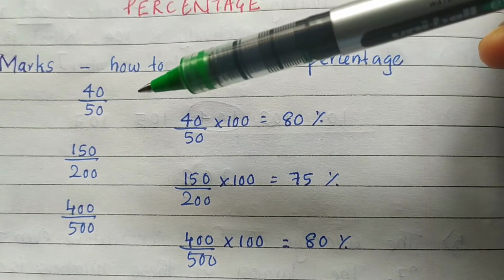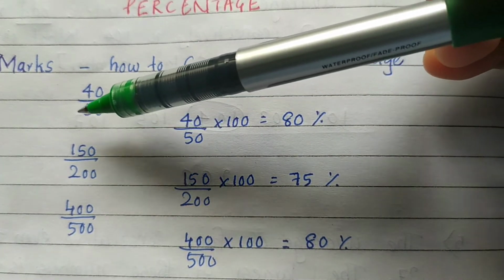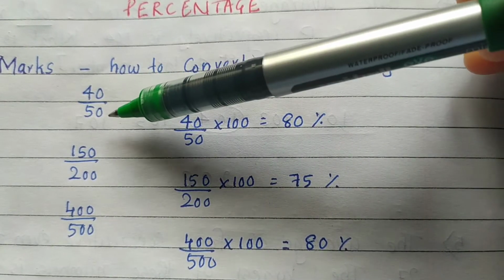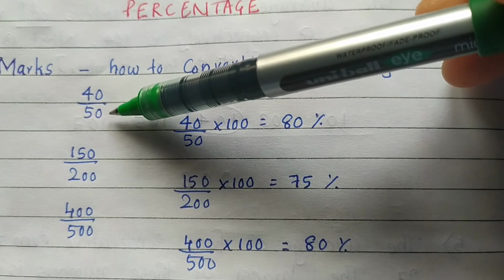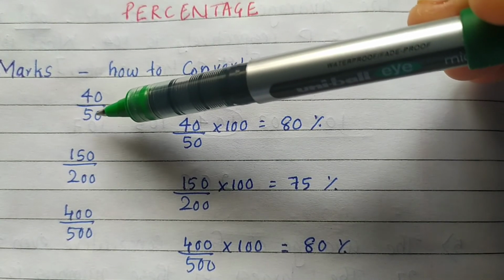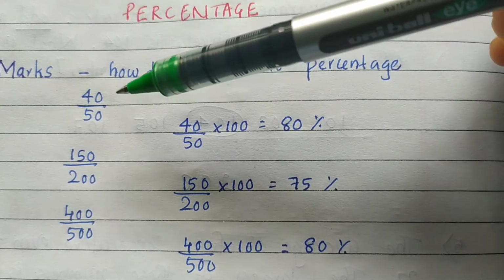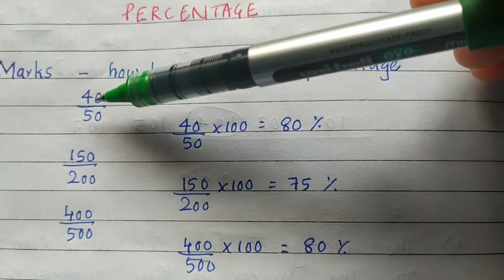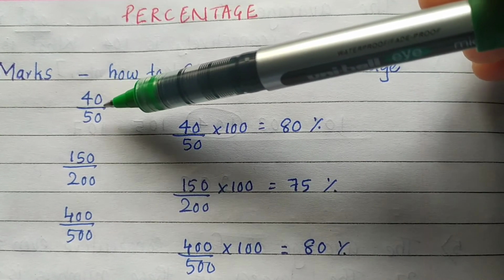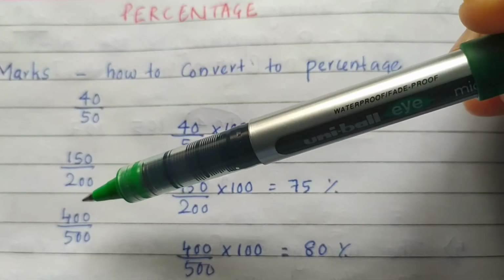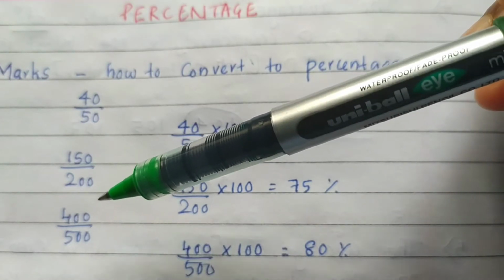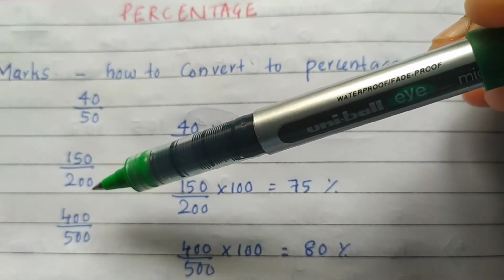So there is a simple technique. Let us look at the denominator. It is 50. How can we make 50 into 100? By multiplying it with 2, we get 100, right? So to convert it into percentage, just multiply 40 with 2. We will get 80%.